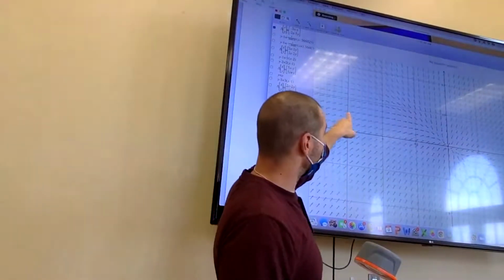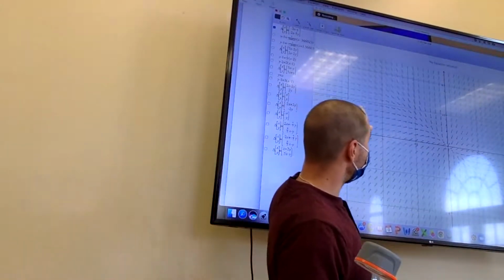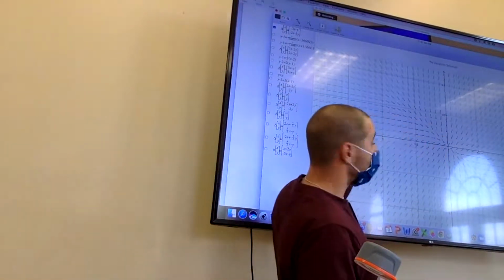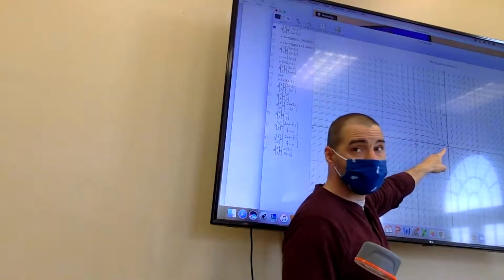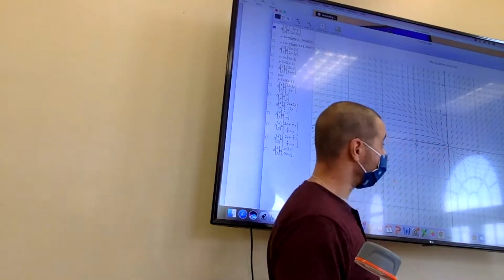So here's a point right here. Suppose you then drew a curve that followed the arrows. You draw something like this. Everybody agree with that? That's called a trajectory.